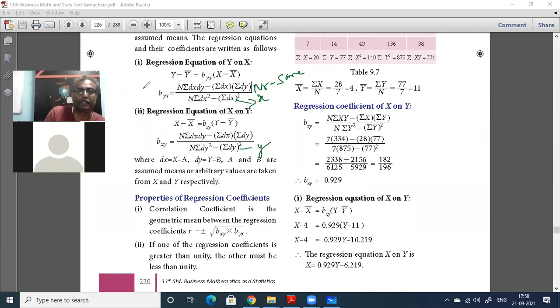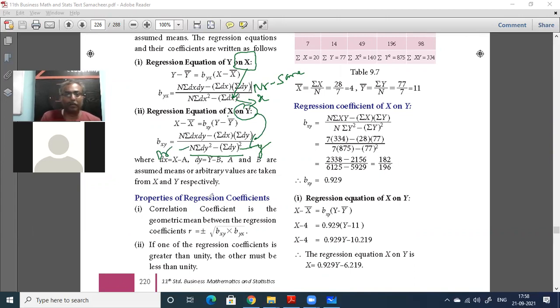If it is y on x, then x is here, which means it is sitting on top of x. X on y means x is sitting on top of y, so the bottom will be y. The denominator will be everything related to y: n into sigma dy squared minus sigma dy the whole squared.